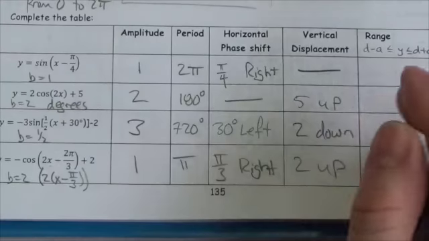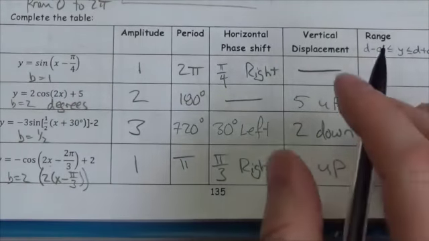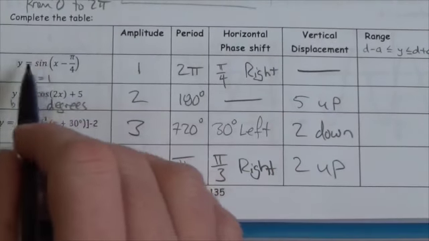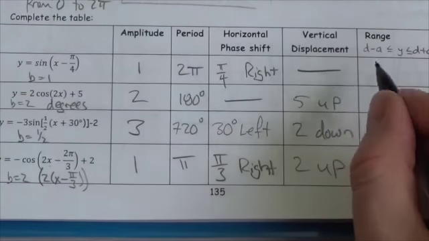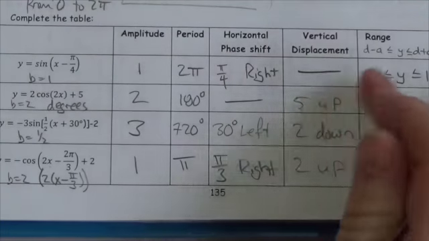Well, the vertical displacement was 0. There was no vertical displacement, so this is really just the negative amplitude to the positive amplitude. Actually, nothing happened to this vertically anyway. All that happened was it was moved horizontally a little bit. So the range stays the same, just exactly what I would expect of a sine graph, -1 to 1.